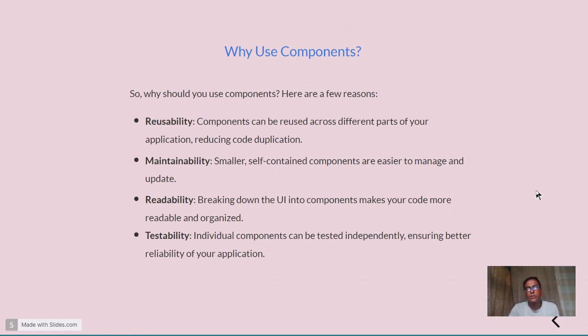As you should know why we have to use components, here are a few reasons. First of all, they are reusable, meaning a component can be reused across different parts of your application, reducing code duplication. Second, maintainability: smaller self-contained components are easier to manage and update. Readability: breaking down the UI into components makes your code more readable and organized. And testability: individual components can be tested independently, ensuring better reliability of your application.